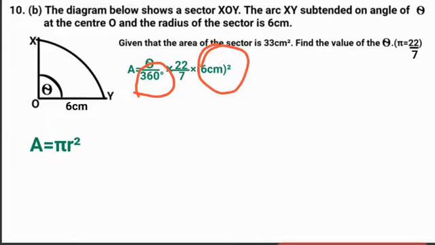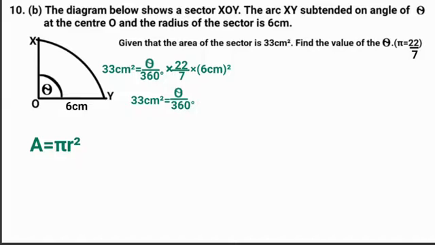So what I'm going to do now is simplify that. That means the rest will be written just the way they are. So I'm going to write, and remember, we are also given that the total area is 33 centimeter squared. So where there was area, I've put the actual value of area. Then I'm going to say 33 centimeter squared is equal to theta over 360 times 22 over 7.